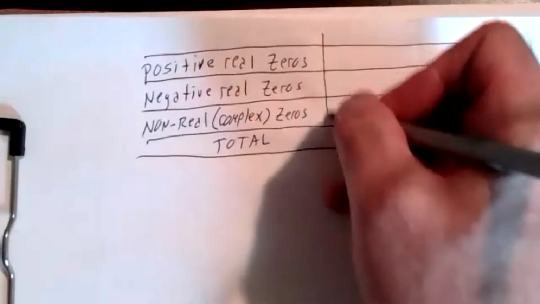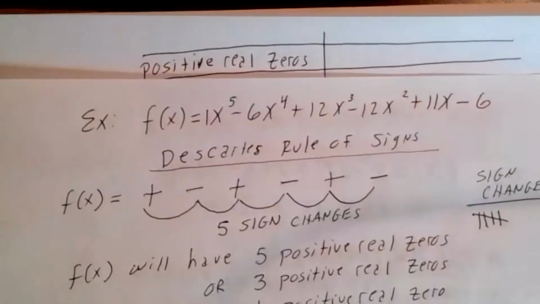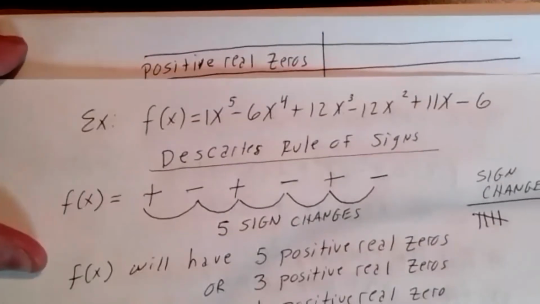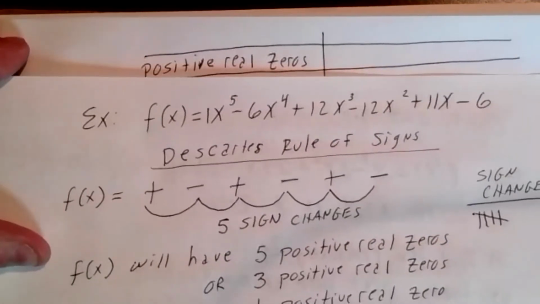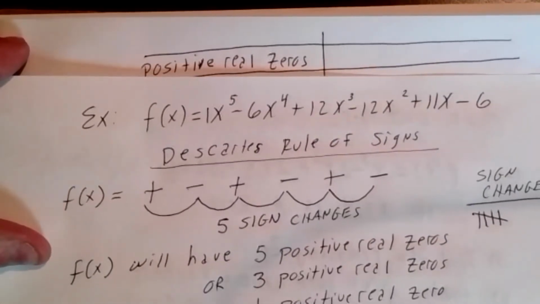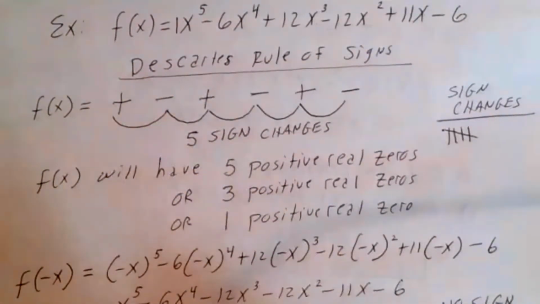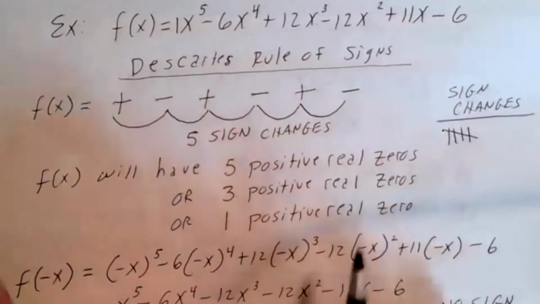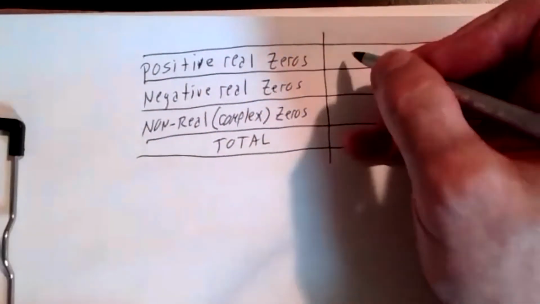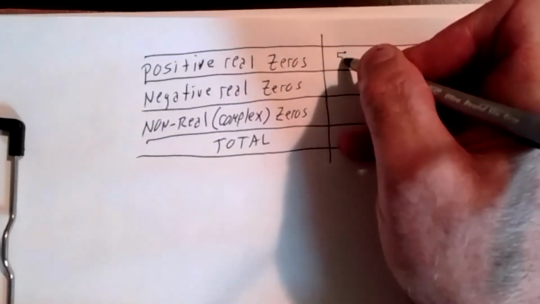What was the degree of my polynomial function? It was a fifth degree. Do you agree? So how many zeros must this thing have, ladies and gentlemen, totally? Five. It's going to have 5 zeros. Okay. Notice, according to Descartes' rule of signs, we could have 5 positive real zeros. So, ladies and gentlemen, we could have 5 positive real zeros.